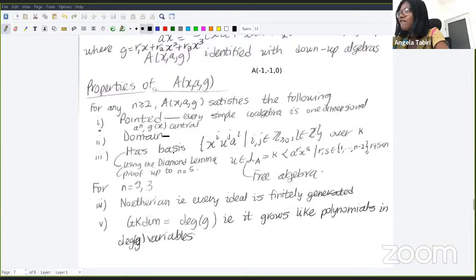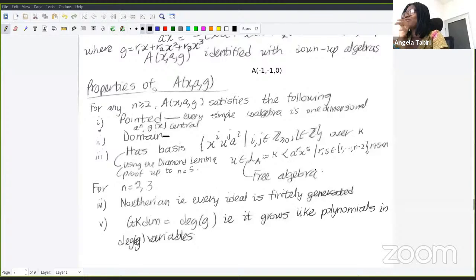But we also found out that it has a basis up to degree 5, and that was what I mentioned in the main theorem. How? Your basis is in the form where you put all your x's to your left-hand side, you have some u there, and you put all your a's to your right-hand side. I'll tell you what these powers of u are. These u's belong to a set.